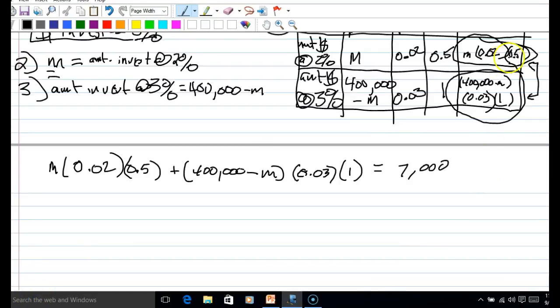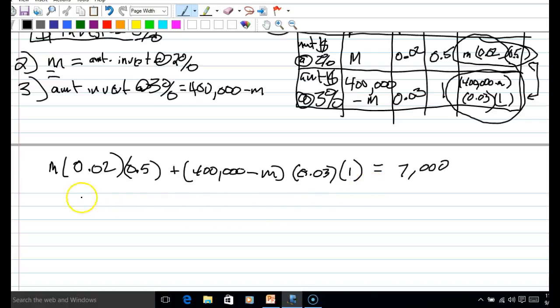So if I add the amount of interest she accrued on her investment at 2%, which is this amount here, because the interest is equal to the principal times the rate times the time. Again, the last column here is found by multiplying these three together. And if I take the interest that she earned on the amount of money she invested at 3%, which is this amount here, for 1 year, and add these two together, that gives me a total of $7,000. Because the problem indicated that she accrued $7,000 on those two investments.